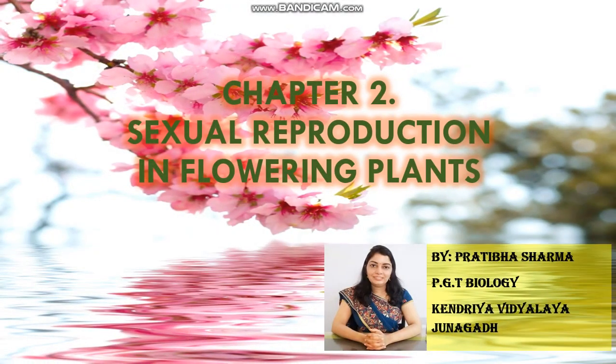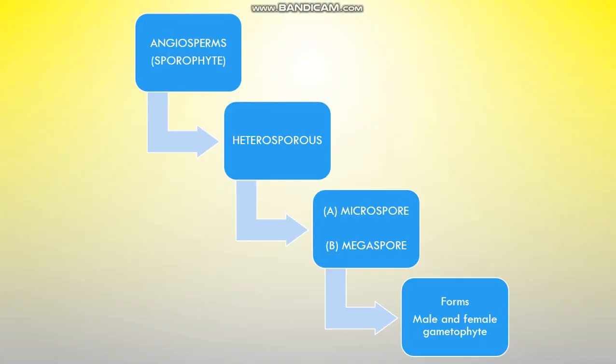Good morning, students. Today we'll study chapter number 2, that is sexual reproduction in flowering plants. All flowering plants belong to division angiosperms. And as you studied in 11th standard, angiosperms' dominant generation is sporophyte, means they produce spores. They produce two different types of spores. That's why they are called heterosporous.